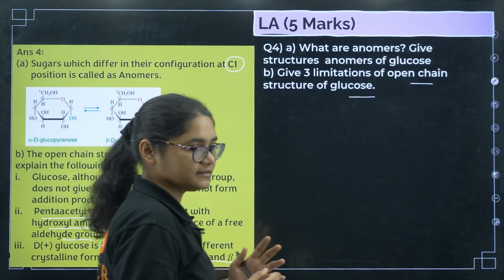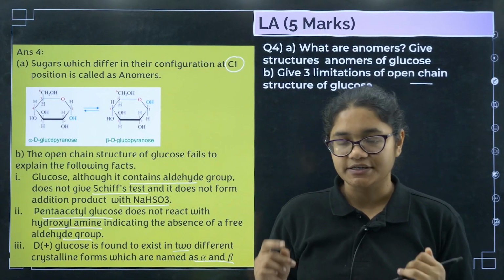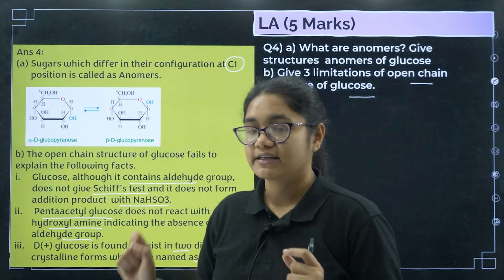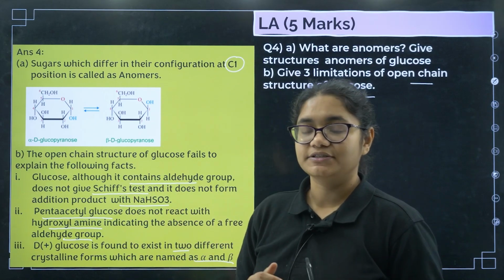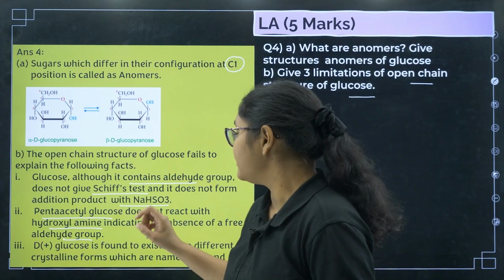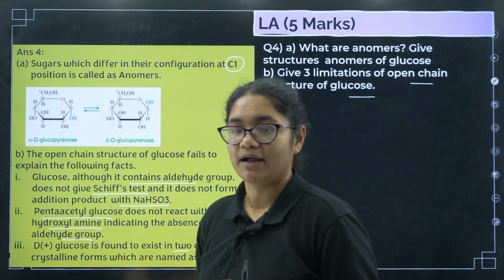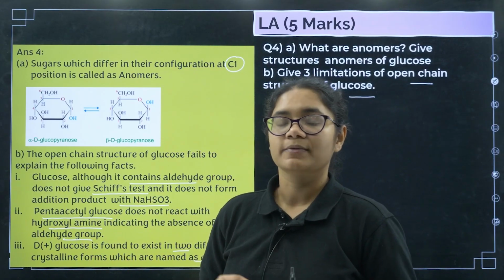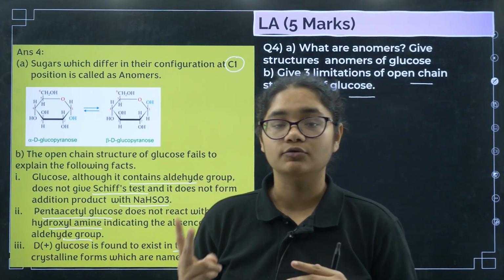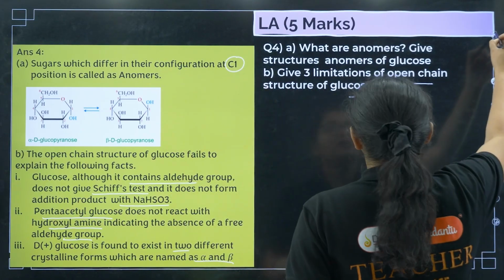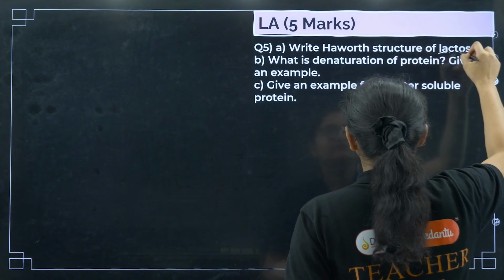So once again let us revise. The open chain structure cannot react with NaHSO3 and cannot give Schiff's test. The second limitation is the pentaacetyl derivative of glucose cannot react with hydroxylamine, indicating that it does not have a free aldehyde group. And the third point is it exists in two forms, that is alpha form and beta form. Now we'll have the Haworth structure of lactose.